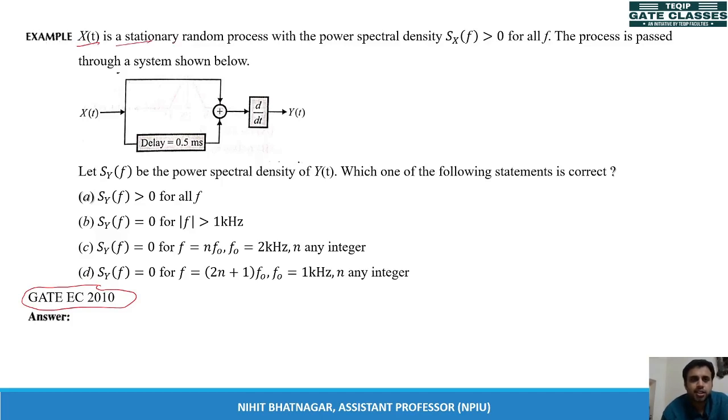X(t) is a stationary random process with a given power spectral density, as shown here. The process is passed through a system shown below. Then this is the power spectral density of the process Y(t). Which of the following statements is correct? So you have to identify the correct statement.